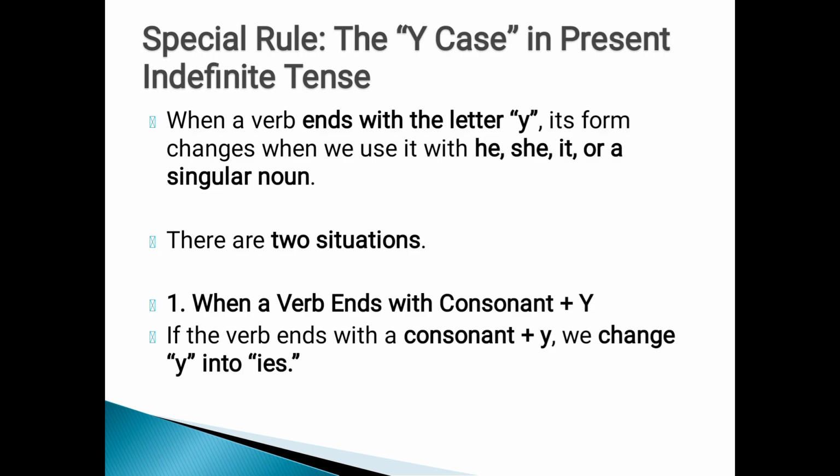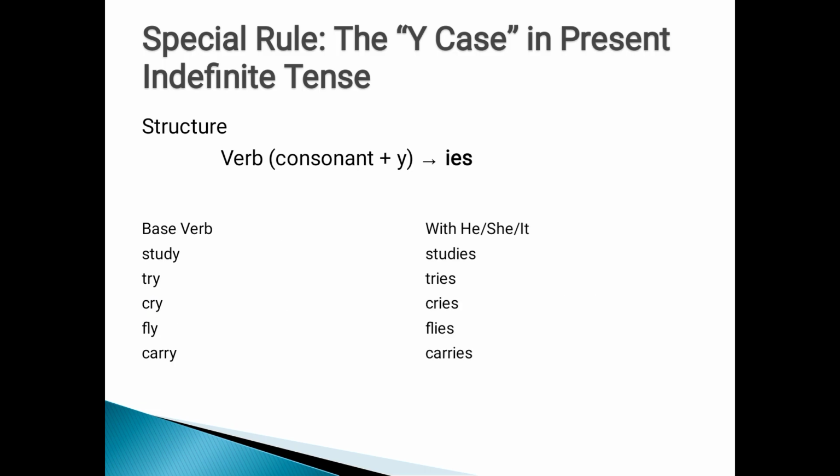When a verb ends with the letter Y, its form changes when we use it with he, she, it, or a singular noun. There are two situations. When a verb ends with consonant plus Y, we change Y into IES. So here are a couple of examples in front of you. Study changes into studies. Try changes into tries. Cry into cries. Fly into flies. Carry into carries.